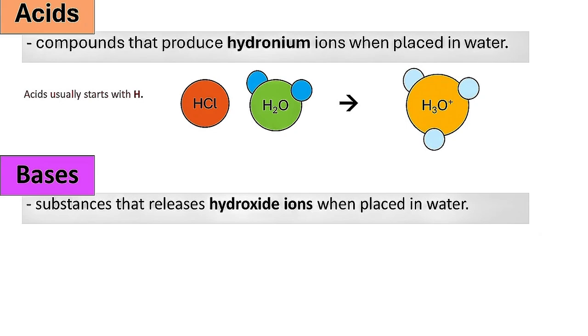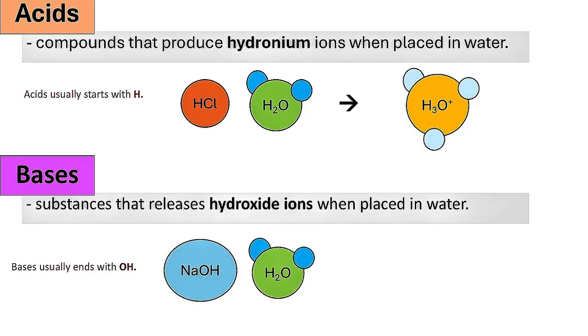Next, bases. What are the indicators to know a base? Most bases, just like acids, follow a pattern: acids start with H, but for bases, they end with OH. Most of the bases, not all. Some bases, like ammonia, NH3, are also bases but don't have OH at the end. But NH3 could also release hydroxide ions. Like NaOH dissolved in water, it creates hydroxide ions, or OH negative.